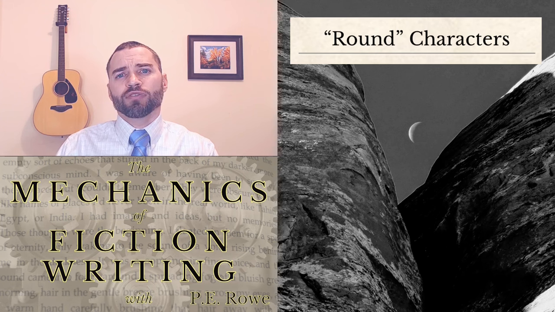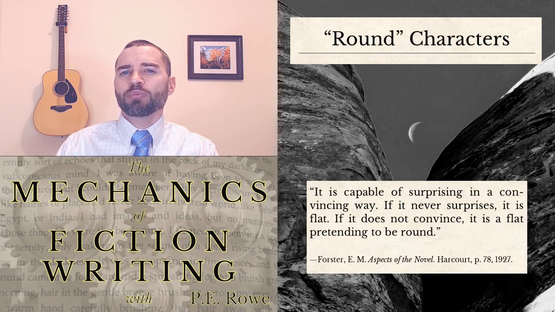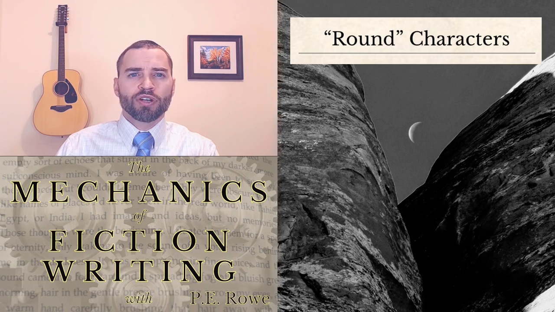Forster gave a theory for determining whether a character is round. He states, "It is capable of surprising in a convincing way. If it never surprises, it is flat. If it does not convince, it is a flat pretending to be round." Thus, for Forster, roundness hinged on two things: the ability to surprise, and the ability to do so convincingly.